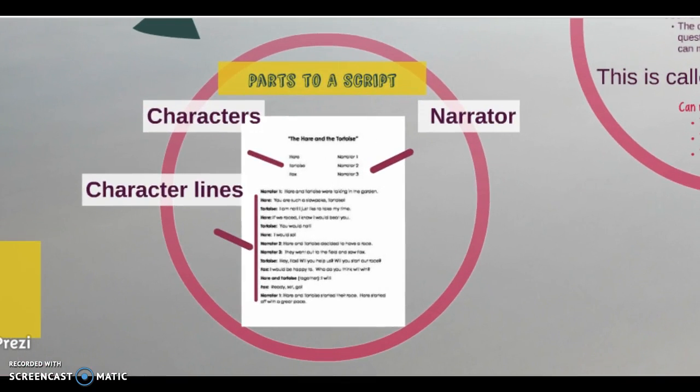On the second slide, I have the parts to a script. So you'll see on the left-hand side, there's the characters. In this case, it's the hare, the tortoise, and the fox. And on the right-hand side, we have 3 narrator parts. Down below the character list is the character lines, and this is what we will be reading in our actual play.